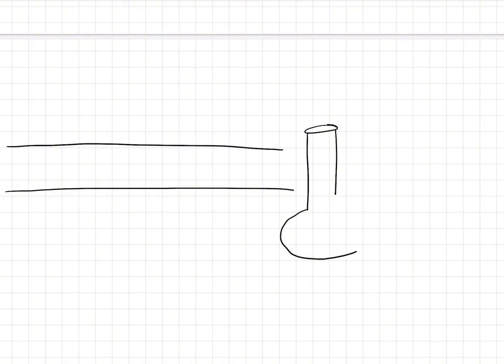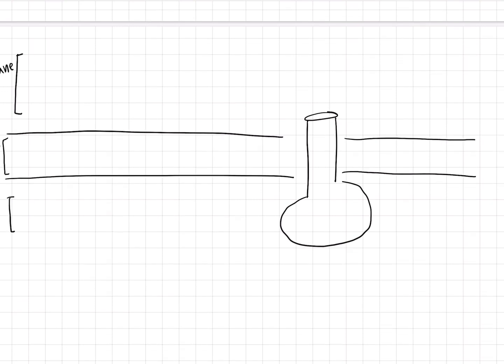So in this electron transport chain, there exists an ATP synthase. This part is the intermembrane space of mitochondria. This is the inner membrane, and then this part is the matrix of mitochondria.